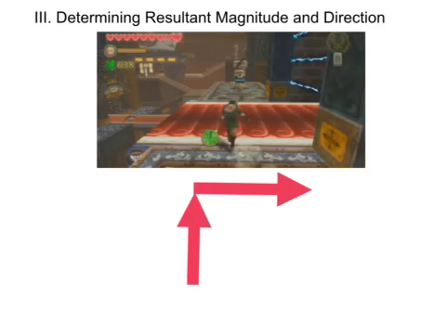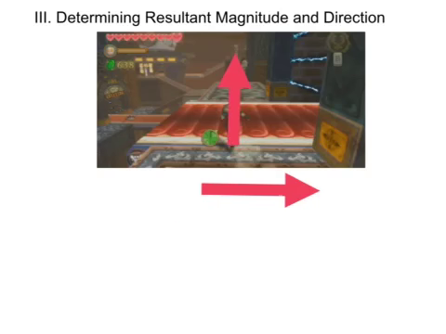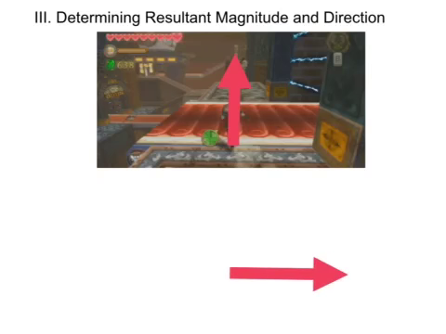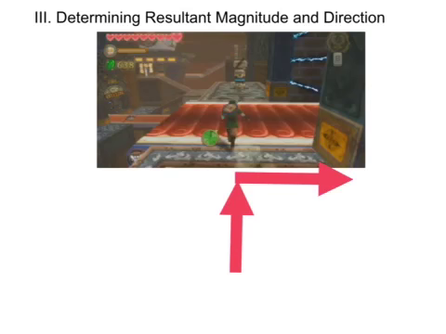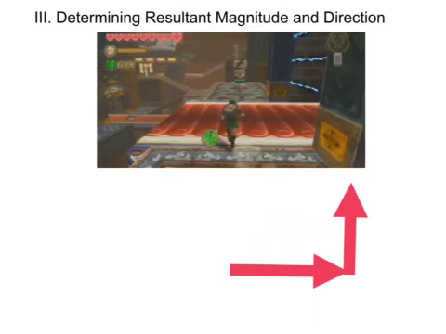Okay, so in order to determine the resultant magnitude and direction here, we're going to go back to Link. So again, Link running this way, conveyor belt runs this way. I can move either of those velocity vectors to the tip of the other, and it doesn't change the character of that vector at all.